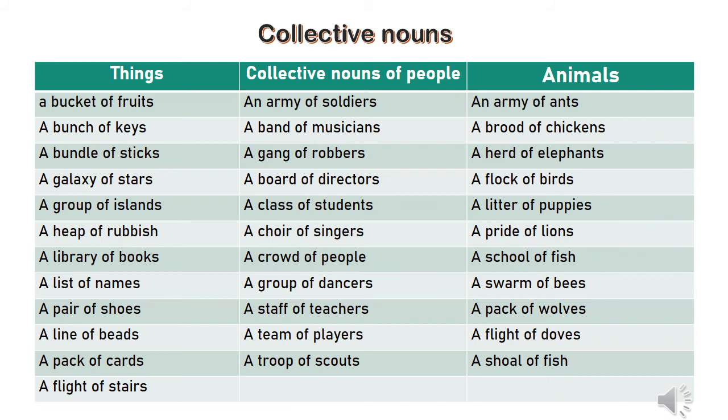Then for animals. An army of ants. A brood of chickens. A herd of elephants. A flock of birds. A litter of puppies. A pride of lions. A school of fish. A swarm of bees. A pack of wolves. A flight of doves. A shoal of fish.